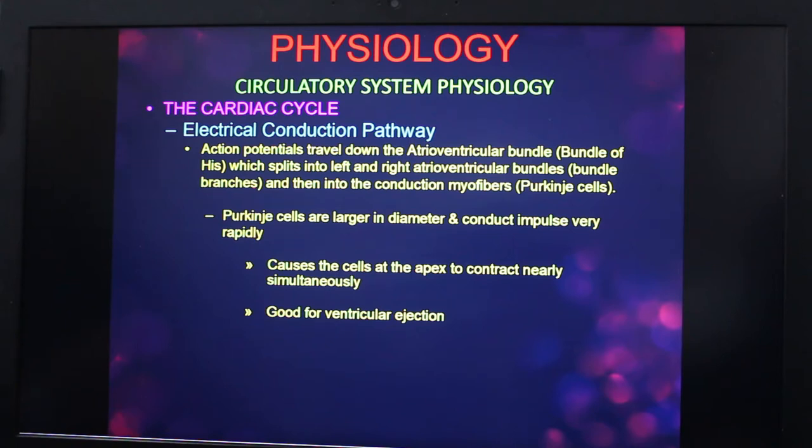So this causes the cells at the apex to contract nearly simultaneously, and this is very good for ventricular ejection. Had the ventricles not been contracting almost instantaneously, if they were to contract consecutively, then the global driving force of the heart could not have been achieved to meet the demands of the body cells.